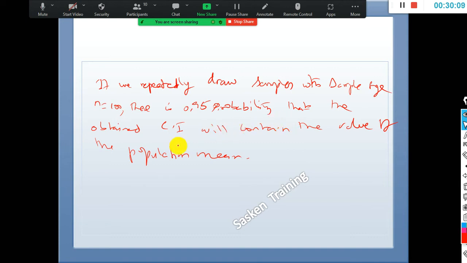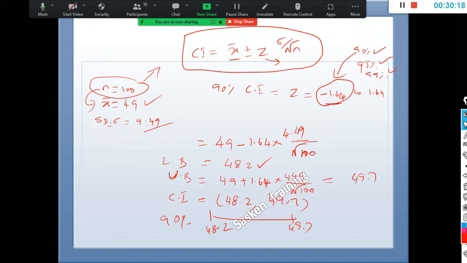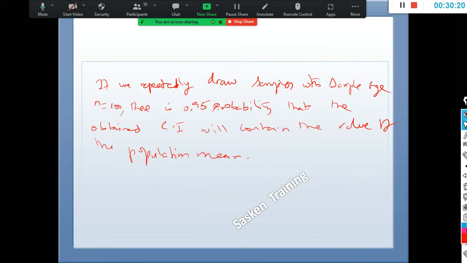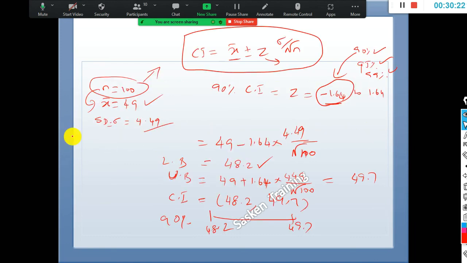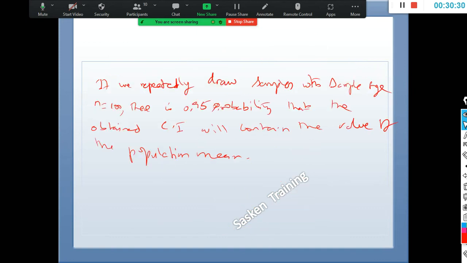So now the question is, sample to sample, the mean will vary. With this one sample, you obtain the confidence interval like 48.2 and 49.7. So the population mean, the true mean, can fall anywhere between these two. That is what we have obtained. How can you generalize something?